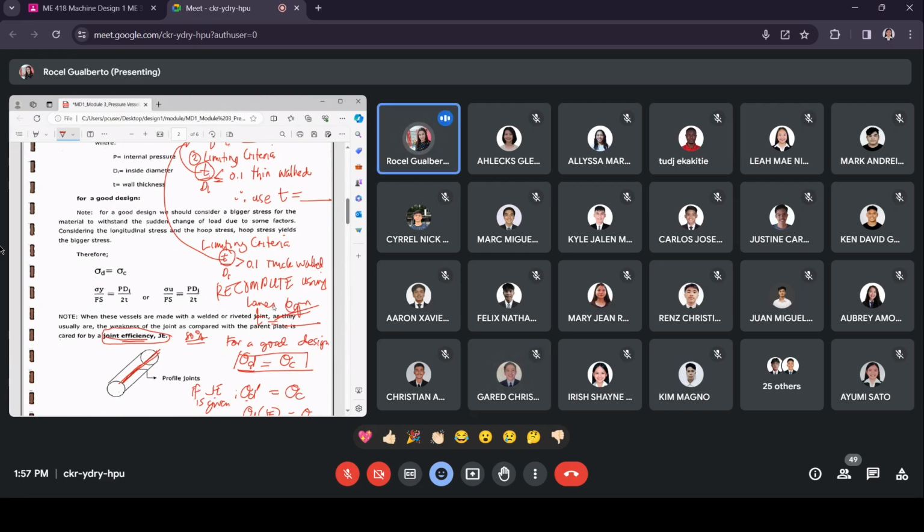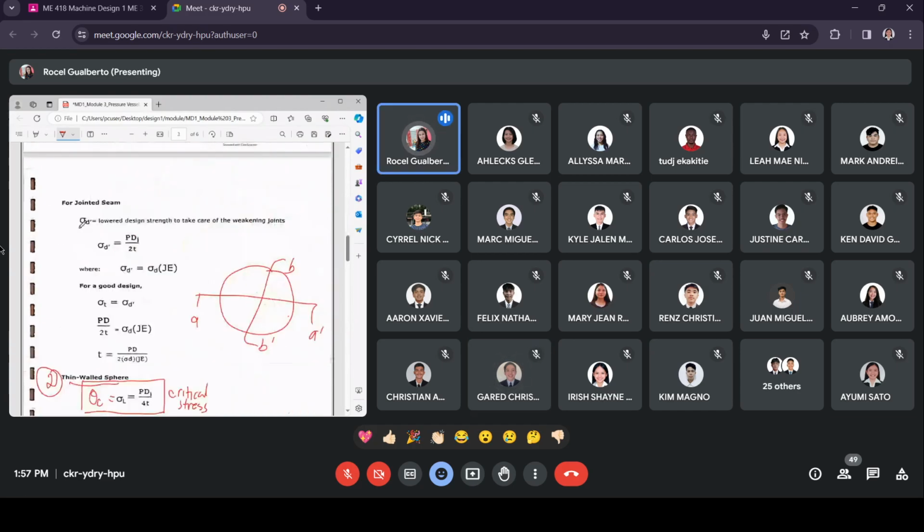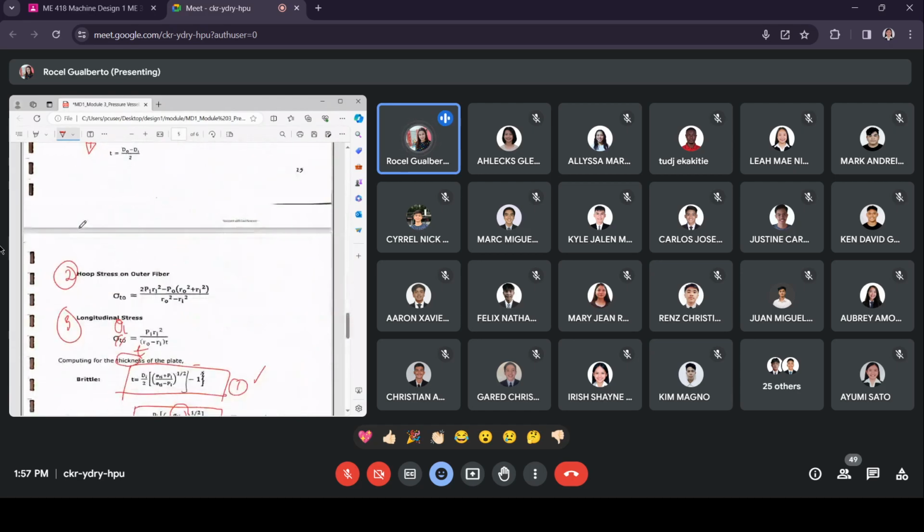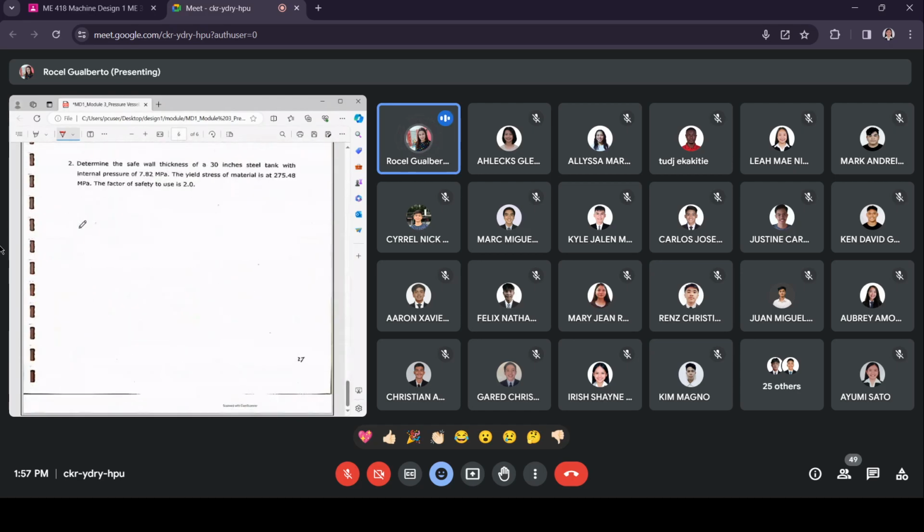Okay? So, let us have the sample problem 1. Sample ng wastewater. Dito muna po tayo, sample problem 2. We start with this one, then we'll go back later to problem 1. Determine the safe wall thickness of a 30 inches steel tank with internal pressure of 7.82 megapascal. Yield stress of the material is at 275.48 megapascal. The factor of safety to use is 2.